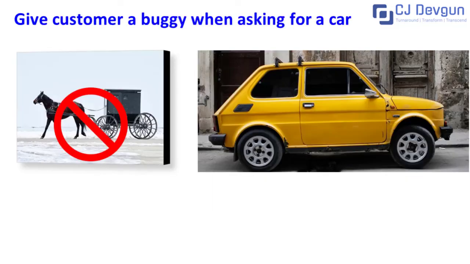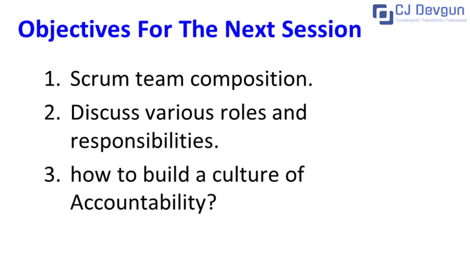For example, we do not deliver a buggy when the customer is asking for a car. In a nutshell, the goal of the Scrum approach is to build, sprint by sprint, the home end users will be happy to live in. That is it for this session. Next week, we will discuss the Scrum team composition, key roles and their respective responsibilities, and how to build a culture of accountability.